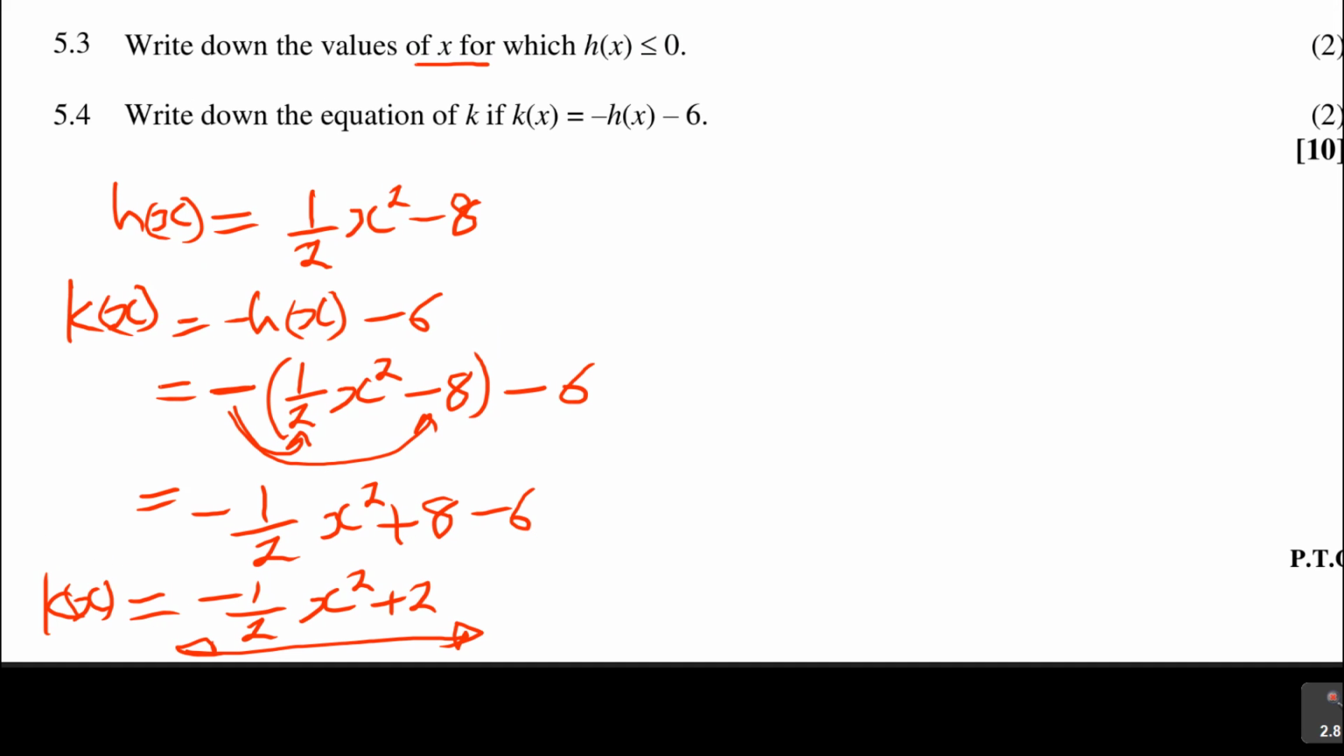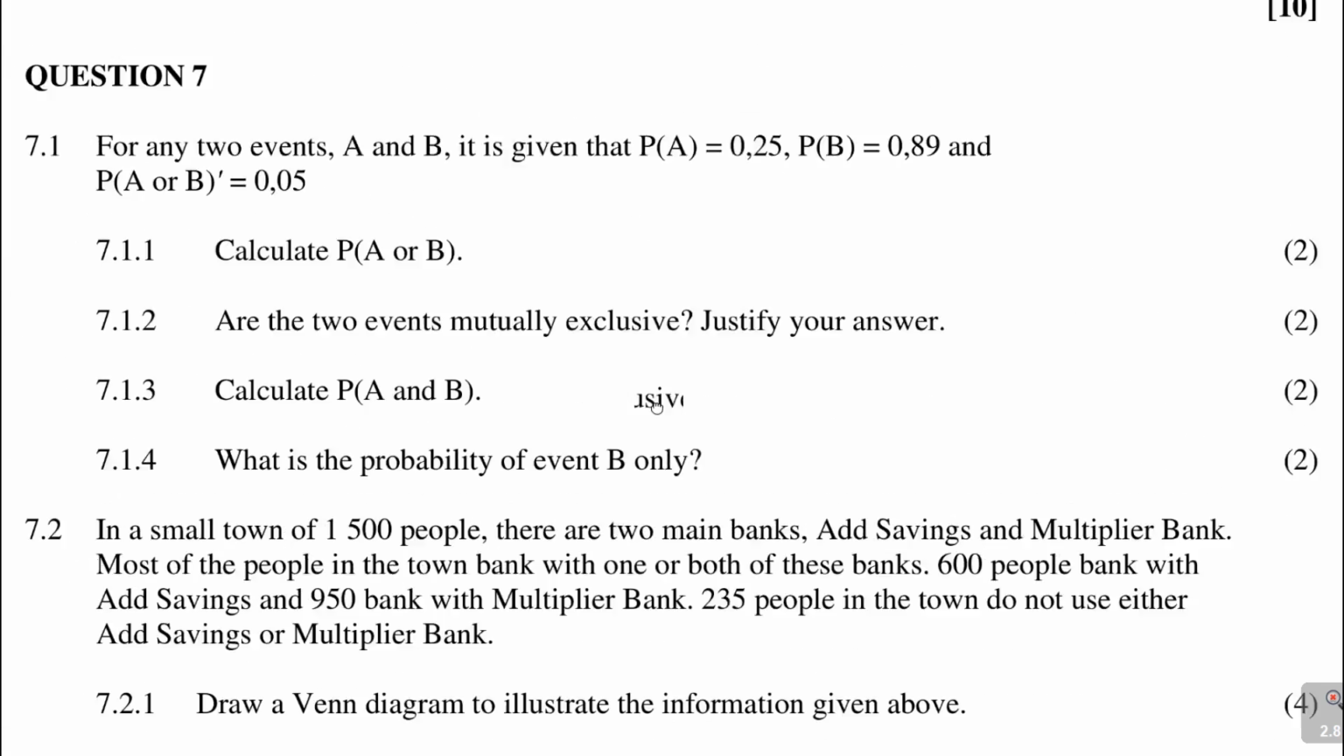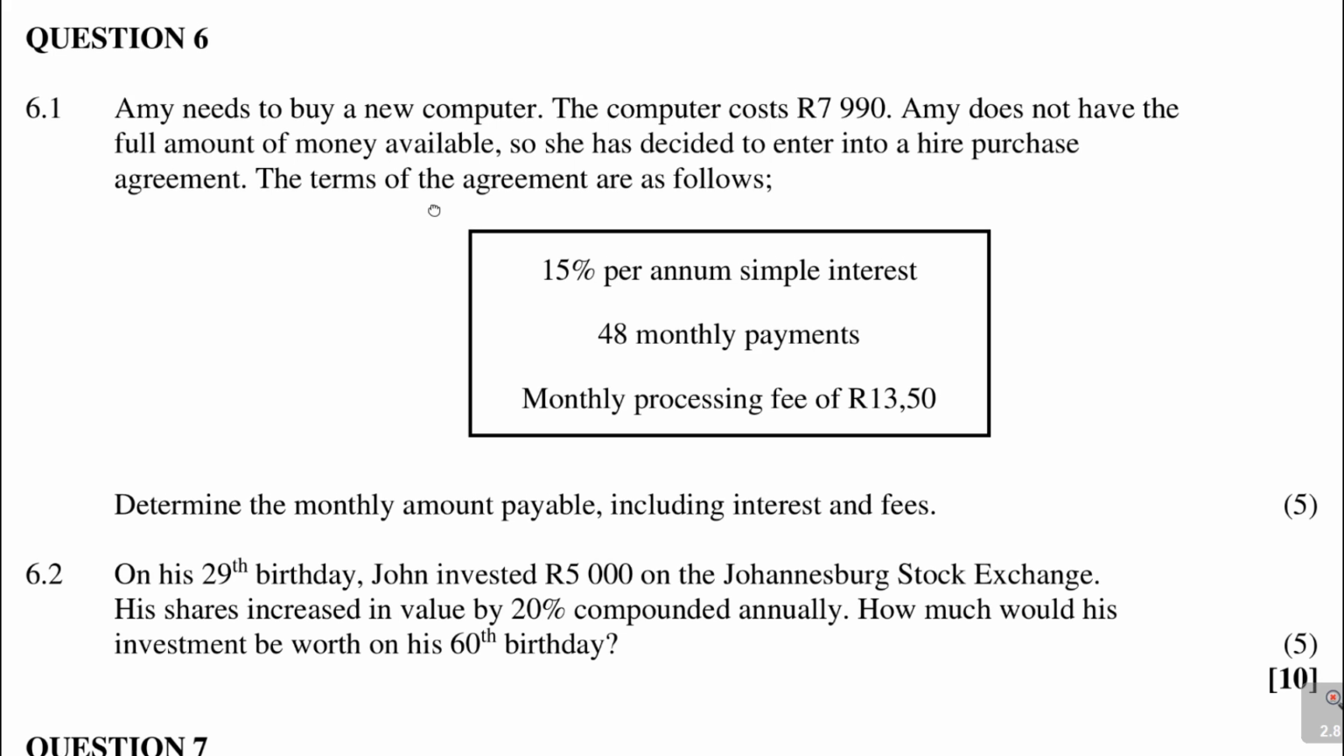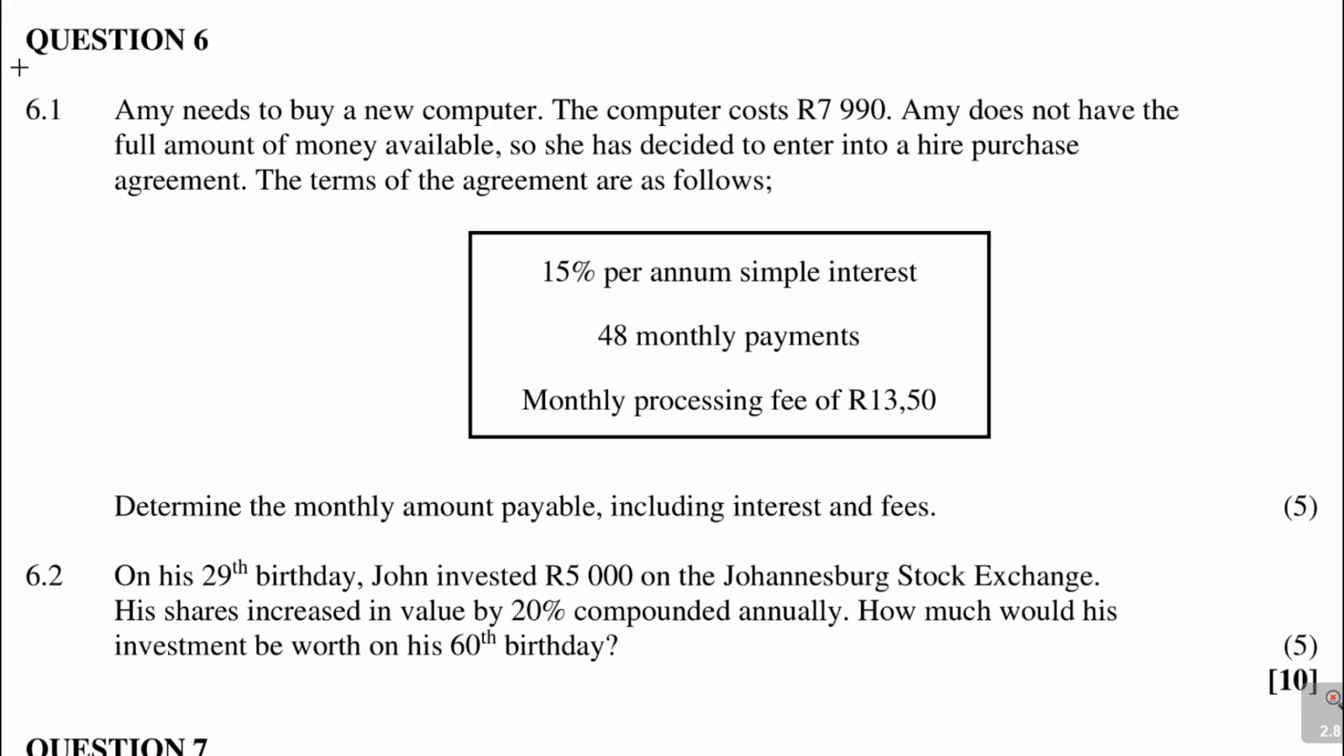Okay, now let's move on. We're looking now at financial maths. Finance. Now question number 6. It says here, Amy needs to buy a new computer. The computer costs 7,990. Amy does not have the full amount of money available, so she decided to enter into a hire purchase. Keywords.